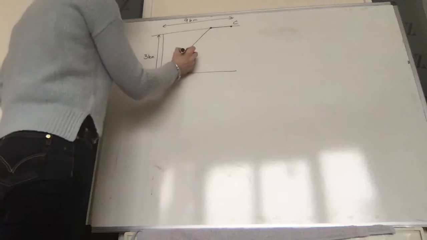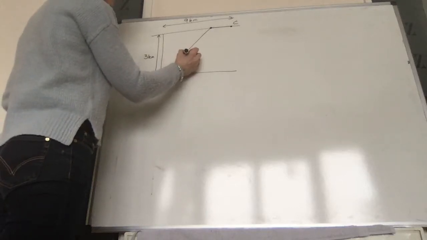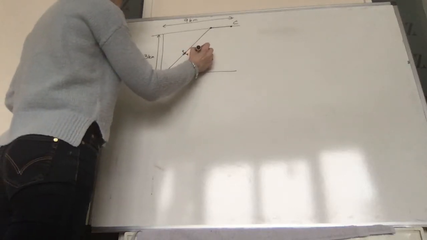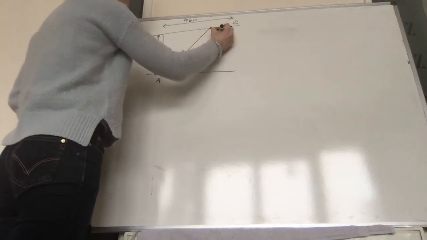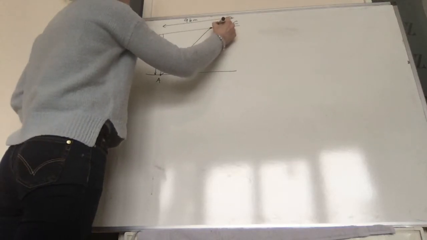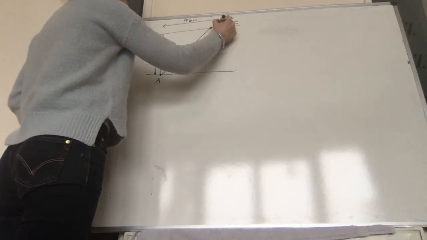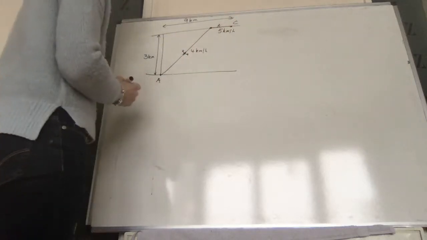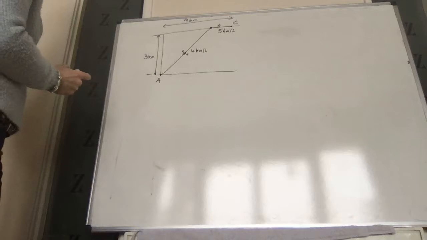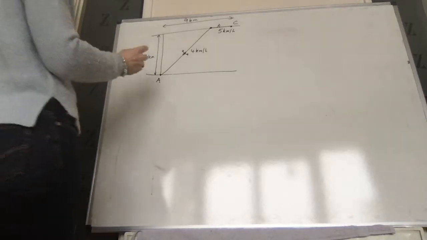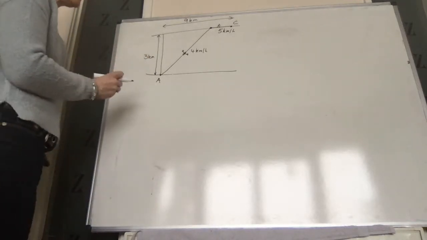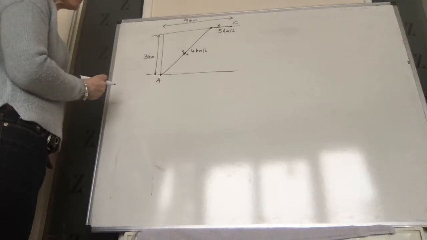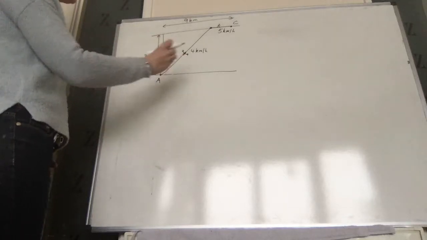He's going to do it by rowing a certain amount and walking a certain amount. He can row at 4 kilometers per hour and he can walk at 5 kilometers per hour. What else are we given? I think that is it. So we want to find the minimum time it will take him. The thing we need to minimize is time.